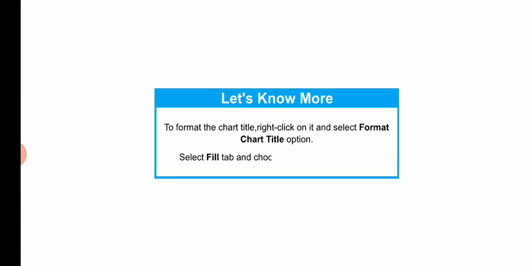Students, note that we can format the chart title by right-clicking on it and selecting the Format Chart Title option. Select the Fill tab and choose the required option in it.